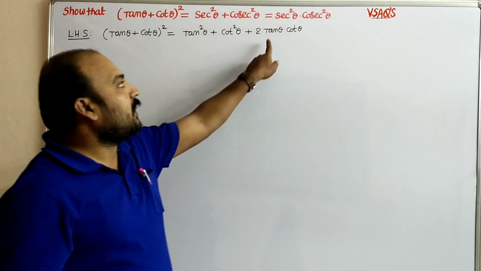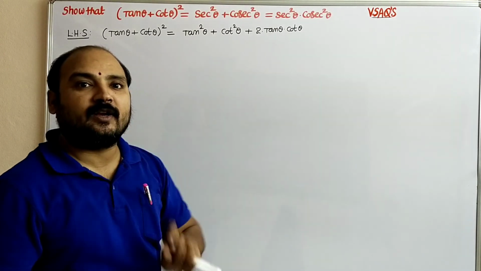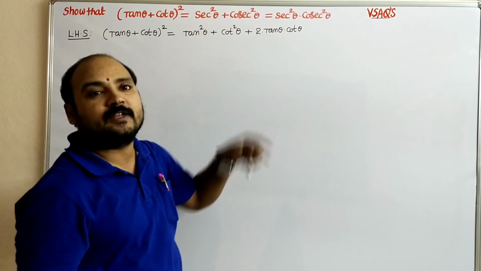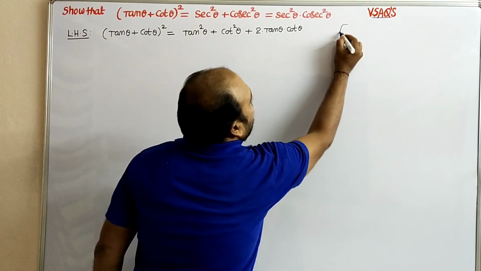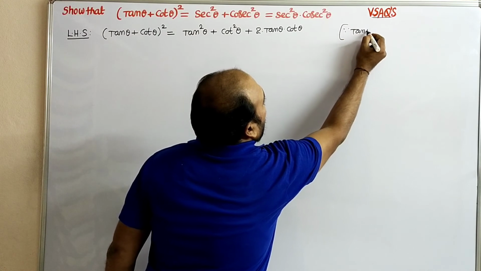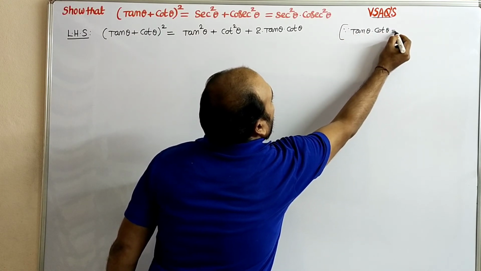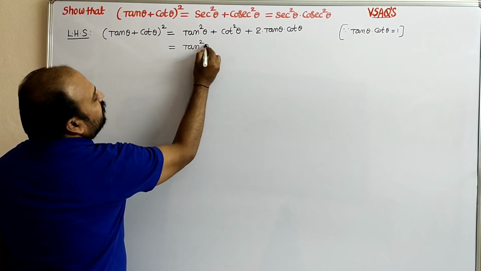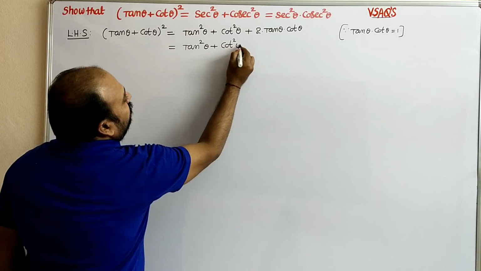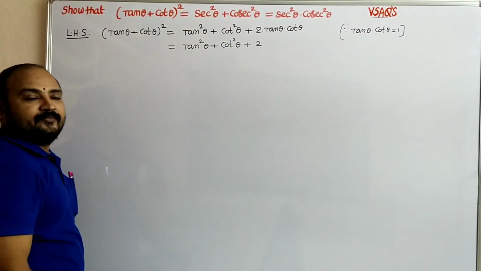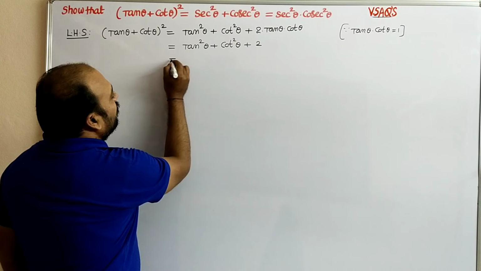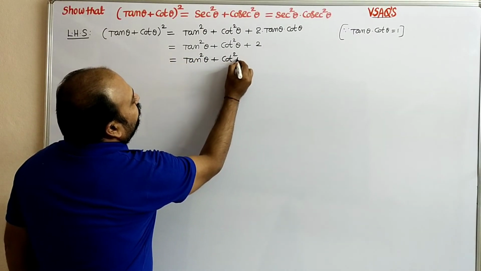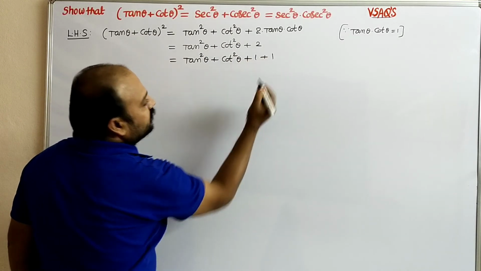We know that tan theta into cot theta value is 1. Why? Because cot theta is the reciprocal of tan, 1 by tan, if you take, tan gets cancelled. So, since tan theta into cot theta value is equal to 1, therefore it will become tan square theta plus cot square theta plus 2. In the very next step, the 2 can be written as 1 plus 1.